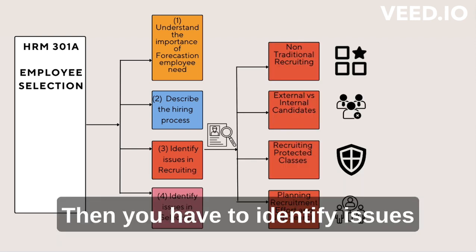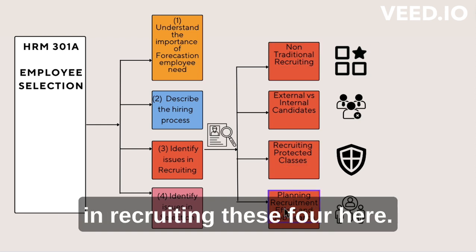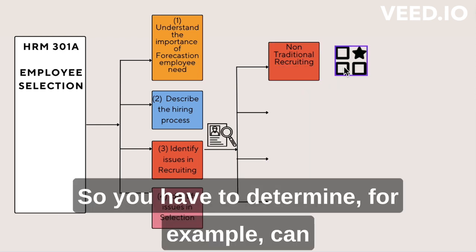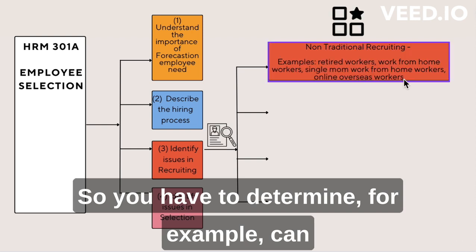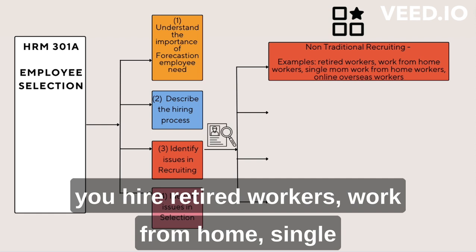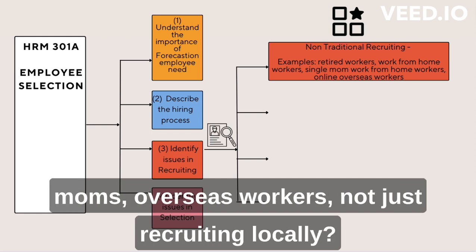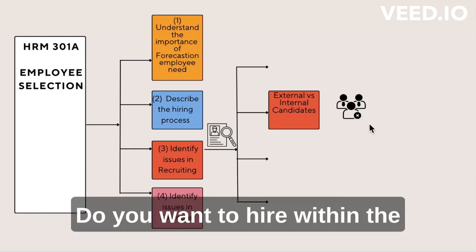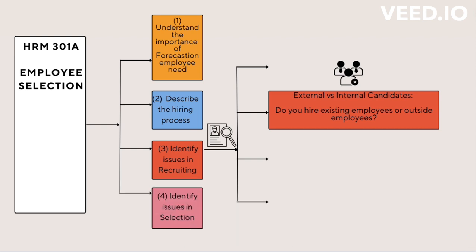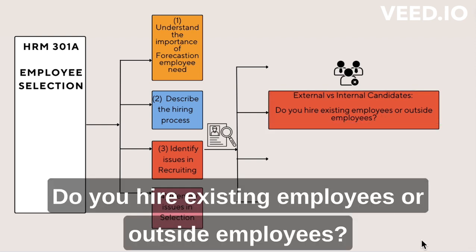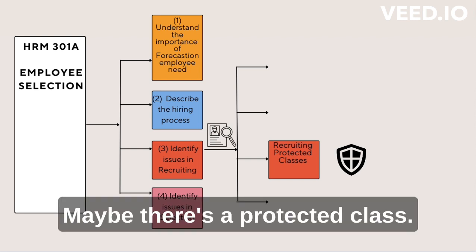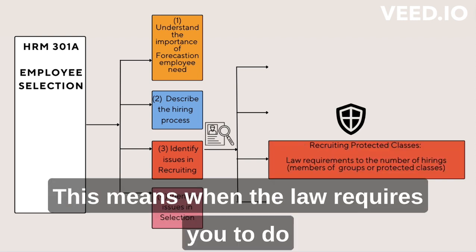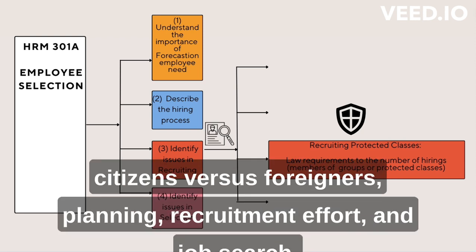Then you have to identify issues in recruiting. You have these four here. So you have to determine, for example, can you hire retired workers, work from home, single moms, overseas workers, okay, not just recruiting locally. Do you want to hire within the company or outside of the company, okay? Do you hire existing employees or outside employees? Maybe there's a protected class. This means when the law requires you to do the number of hirings, like a certain number of citizens versus foreigners. Okay?